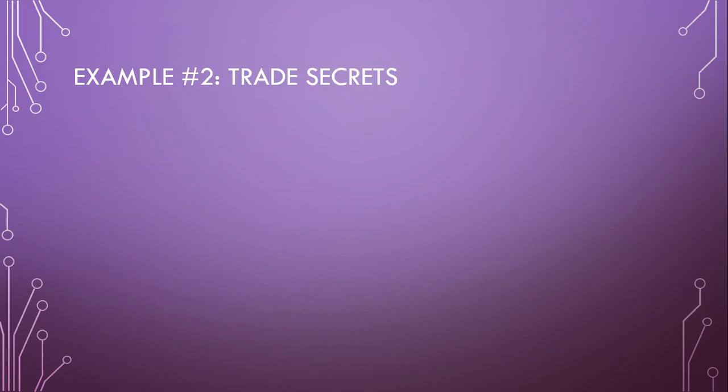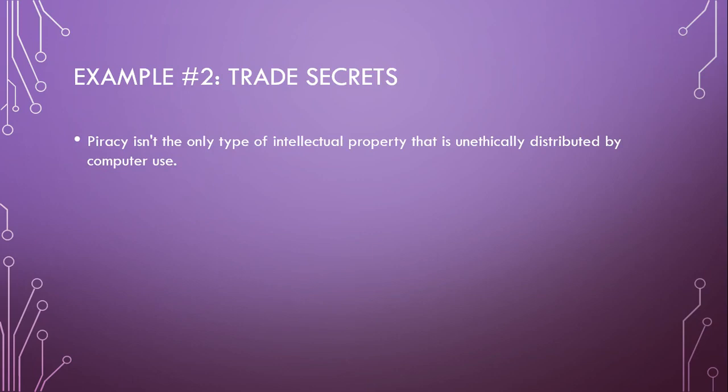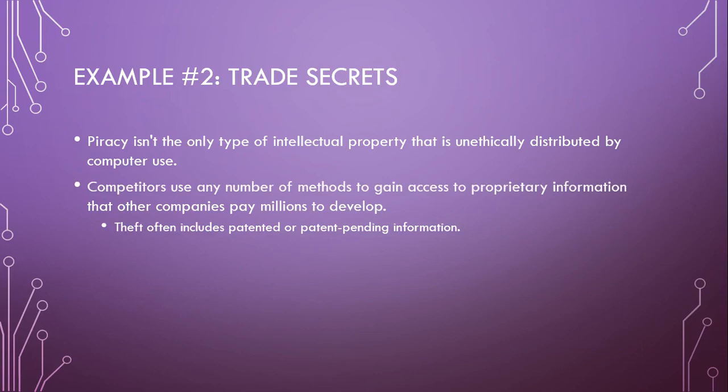But very similar to this, though, is the topic of trade secrets. Piracy isn't the only type of intellectual property that is unethically distributed by computer use. Competitors can use any number of methods to gain access to proprietary information that other companies can pay millions to develop. That often includes patented or patent-pending information, and this doesn't have to be necessarily physical hardware. This can also pertain to things such as software.